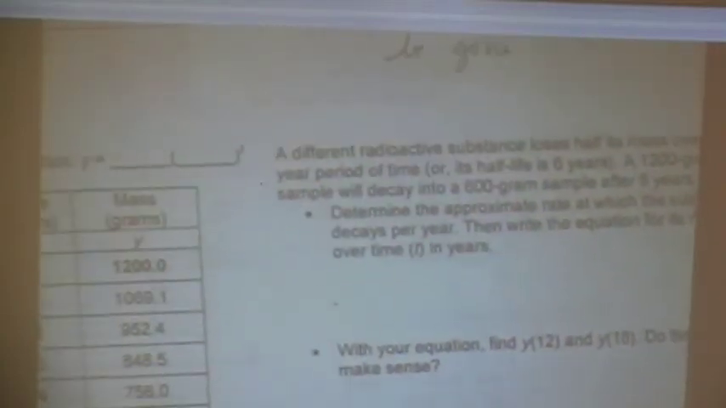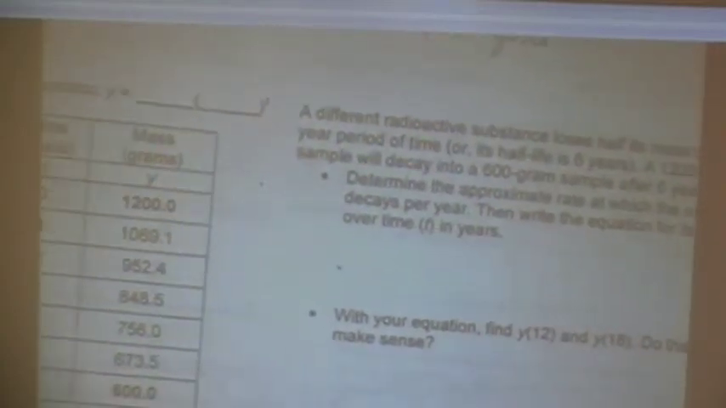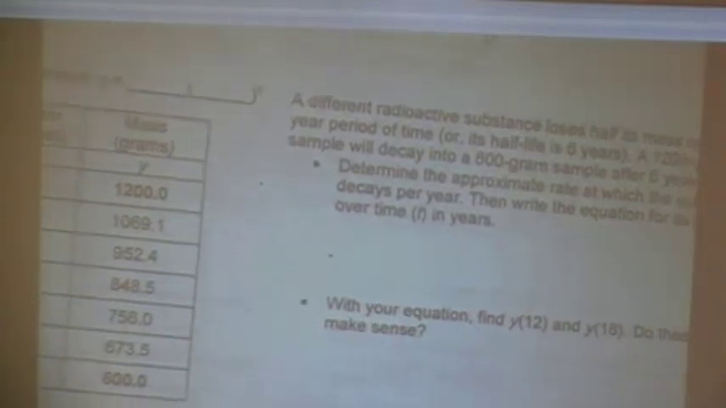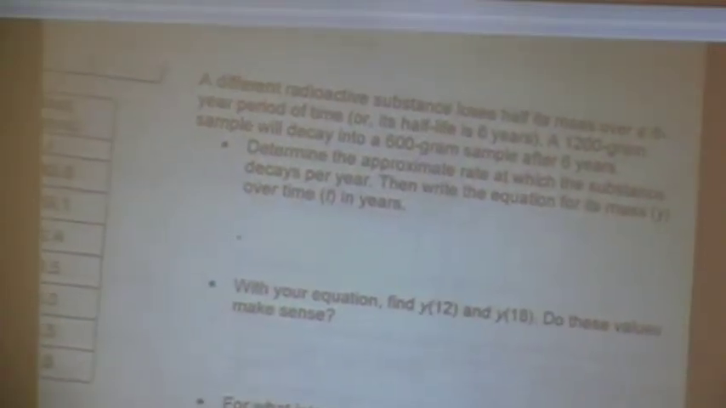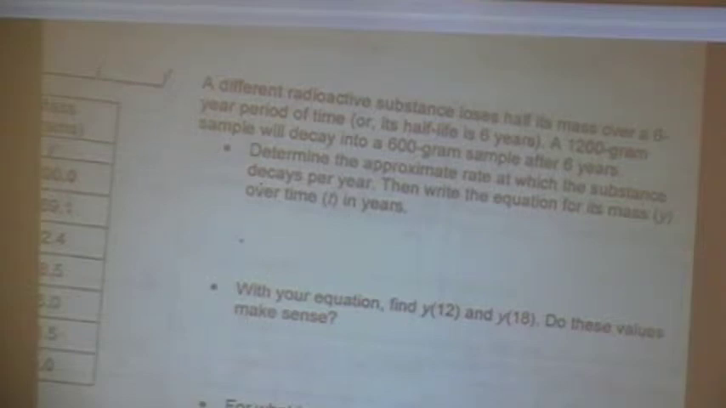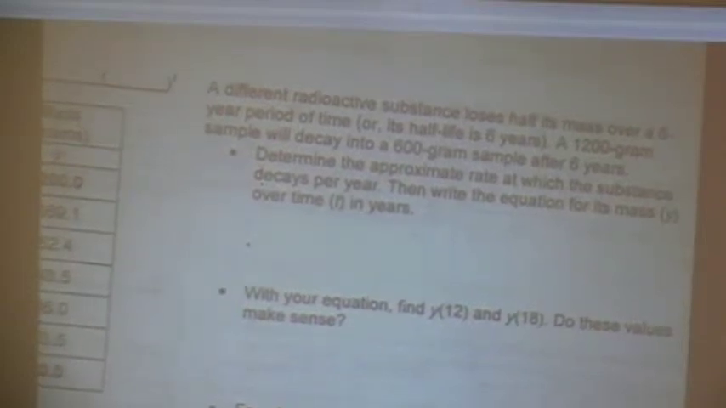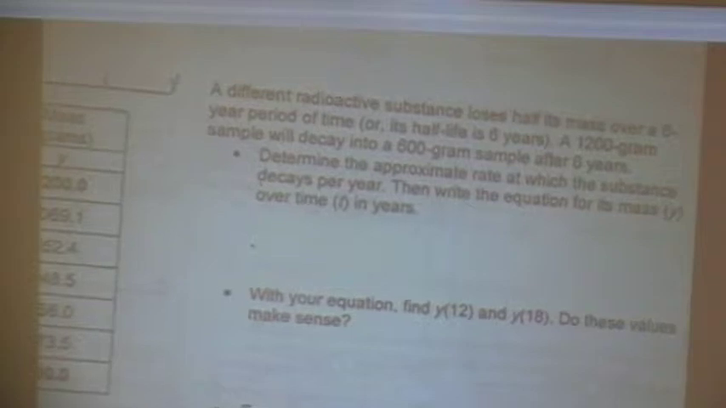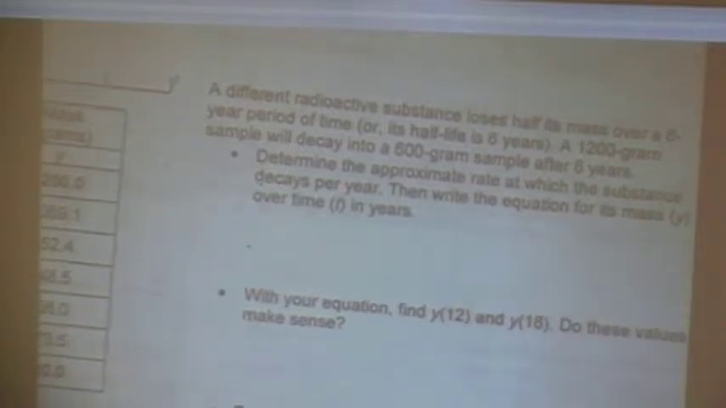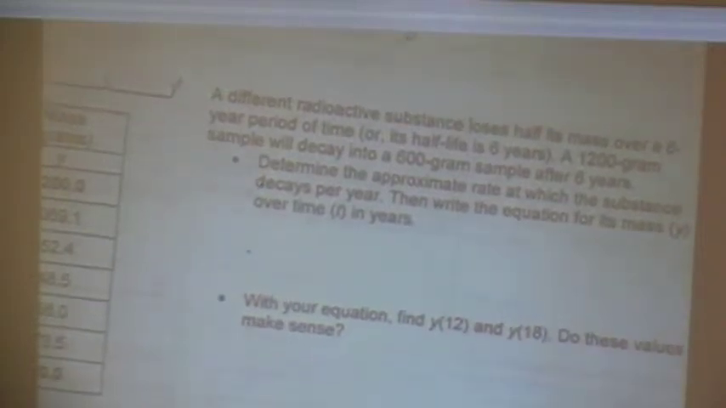Okay, next one. This is a different radioactive substance. It loses half of its mass over a 6-year period, or its half-life is 6 years. So I have a 1,200 gram sample, and it's going to decay into a 600 gram sample after 6 years. They want us to determine the rate at which it decays.